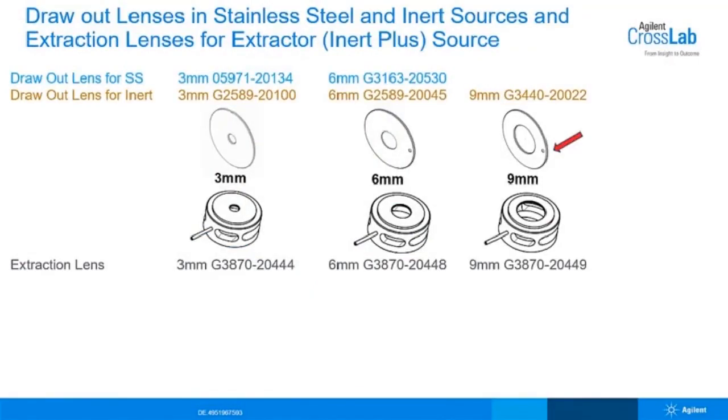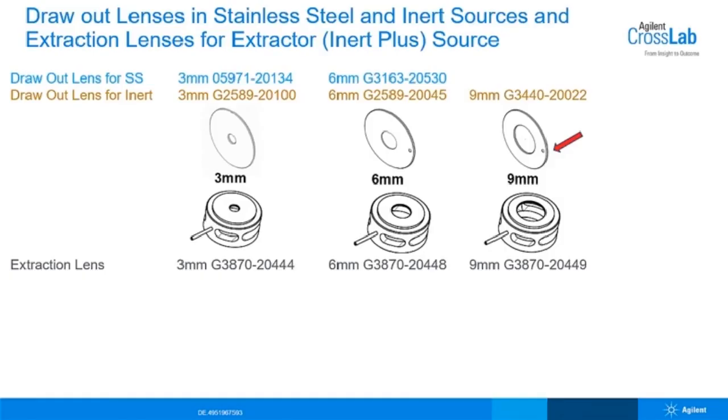Why did I say extraction lens and draw-out plate when talking about matching consumables for environmental analyses? Well, depending on the type of source you have, you may need a different part. For stainless steel and inert sources, a draw-out plate is utilized just after the source chamber. For the extractor or inert plus source, an extraction lens was designed in this place, which can have voltage applied to it, and this draws more ions out of the source and can lead to an increase in response with the use of E-tune.